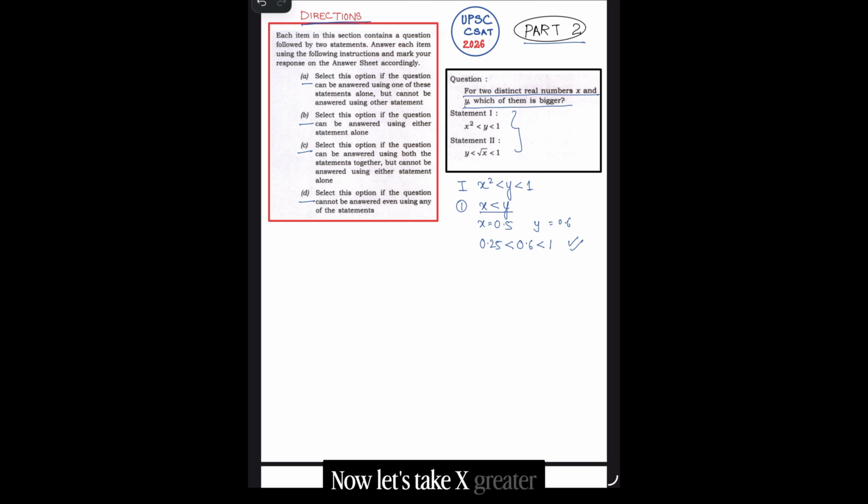Now let's take x greater than y. X will take as 0.9 and y will take as 0.85. So here x square will be 0.81, which is lesser than 0.85, which is less than 1. So here as well the condition is satisfied. So statement 1 is not sufficient to answer the question.